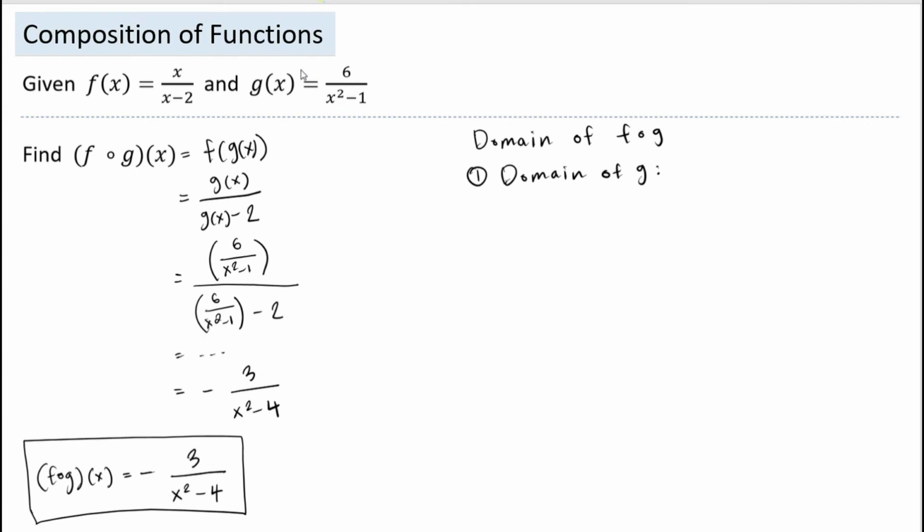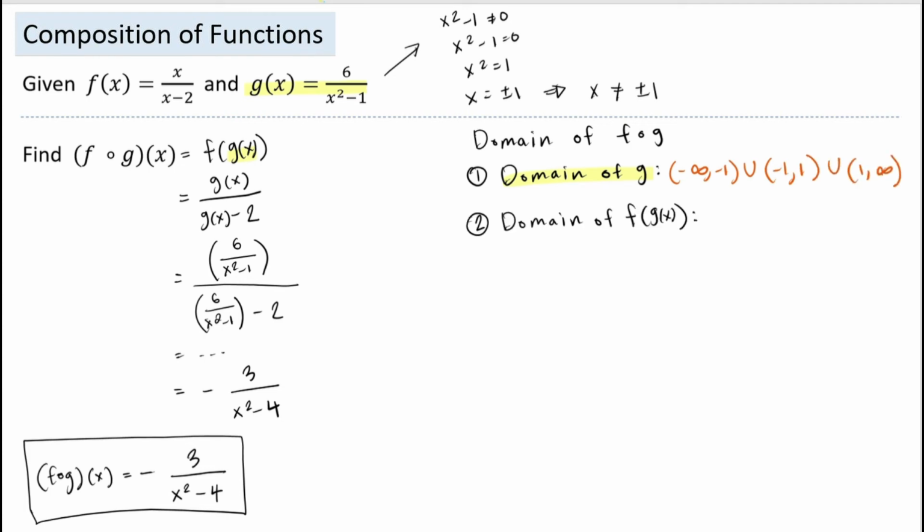The first step is to find the domain of g, which is the domain of 6 over x squared minus 1. Because x squared minus 1 cannot be equal to 0, we have x squared minus 1 is equal to 0, x squared is equal to 1, x is equal to plus or minus 1, which means that x cannot be equal to plus or minus 1. So the domain is all real numbers except plus or minus 1.